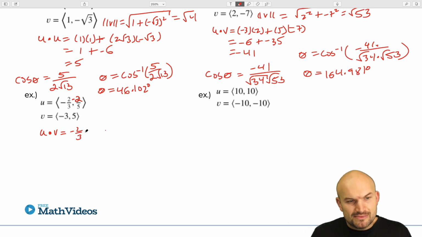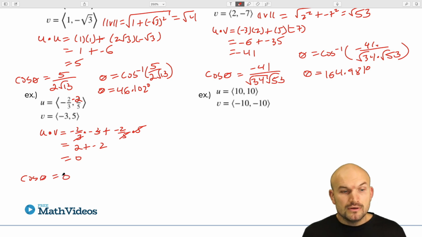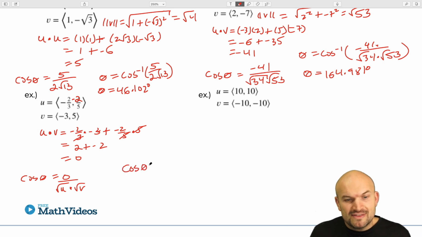So if I had negative 2 times negative 3, plus negative 2/5 times 5, what happens here is the 3's divide out, and I have a positive 2. And here the 5's divide out, and I'm left with a negative 2. Well, that equals 0. This is interesting, because if I have the cosine of theta equals 0 divided by whatever the magnitude is, it doesn't matter, because 0 divided by anything is still 0, so the cosine of theta is equal to 0.